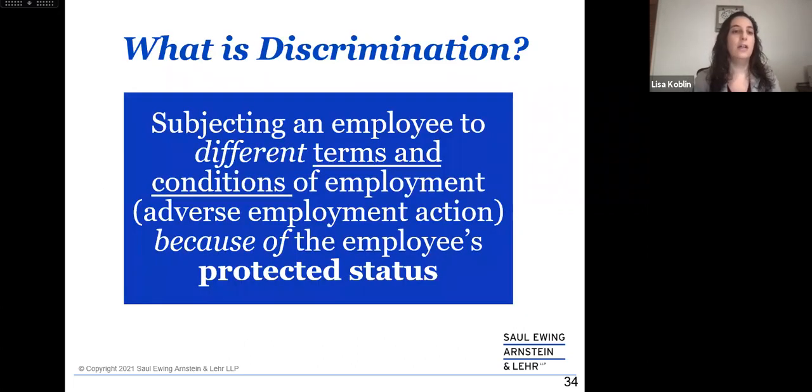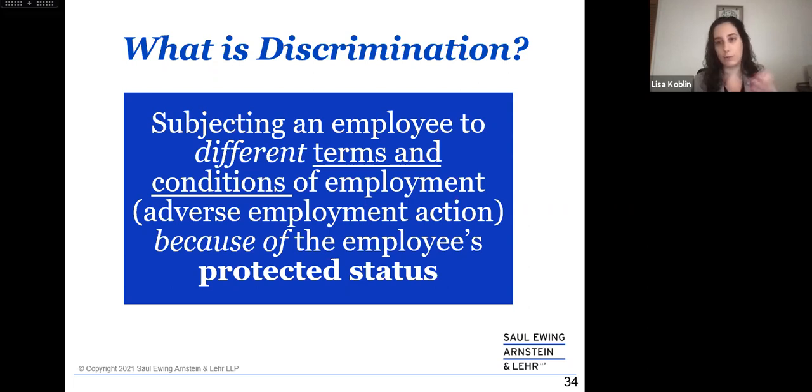Next slide. So you might hear on the news, or you've seen in memos and policies, the term discrimination. What does that actually mean? In terms of employment, discrimination is when you subject an employee to different terms and conditions of employment because of their protected status. So this is not simply a case where, if somebody shows up late to work 5 times in a row and they're written up, that's not discrimination, right?